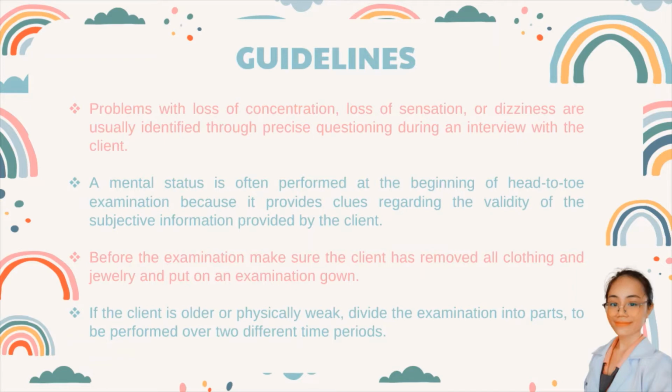divide the examinations into parts to be performed over 2 different time periods, and always explain the actions that the client will be asked to perform, such as counting backward or hopping on one foot. It may seem unusual, but these activities are parts of the comprehensive neurologic examination.